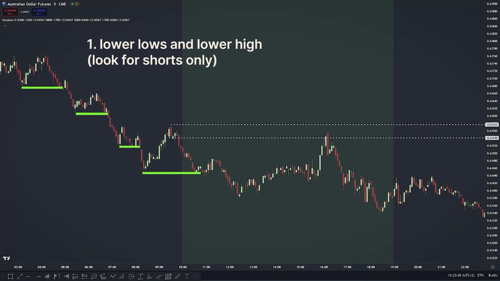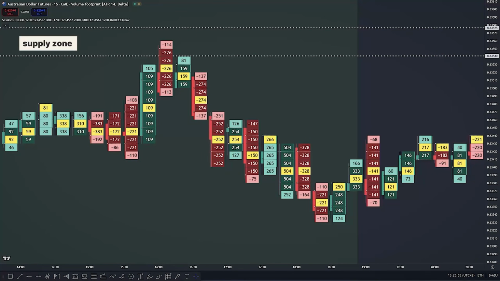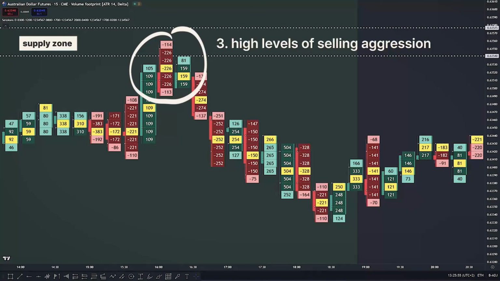This market is trending down strongly overnight. Coming into the London session, the price forms a small consolidation and then continues down, showing multiple breaks of structure to the downside. You then identify a supply zone that sparked a strong move lower. When price retests that zone, you watch your footprints. If you see high levels of selling aggression at that zone, it might confirm the continuation short.